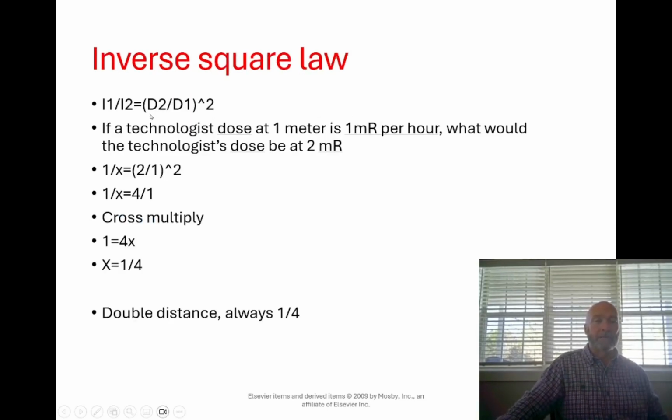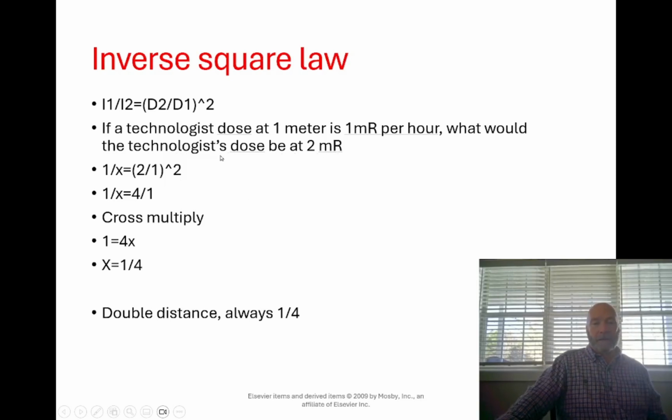So the inverse square law is going to be set up like this. Intensity 1 over intensity 2 is equal to, this really probably would be better set up as D2 squared over D1 squared. So notice that in the numerator we've got the original value in intensity, and in distance, it's in the denominator. So it's inverse square law. One flipped, right? So if the technologist dose at 1 meter is 1 MR per hour, what would the technologist dose be at 2 meters?